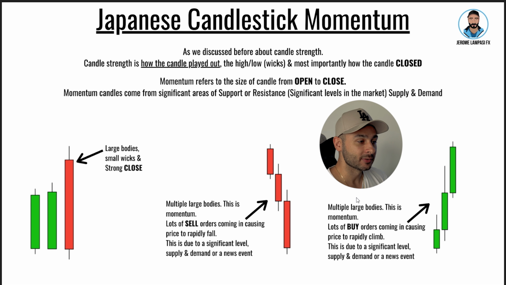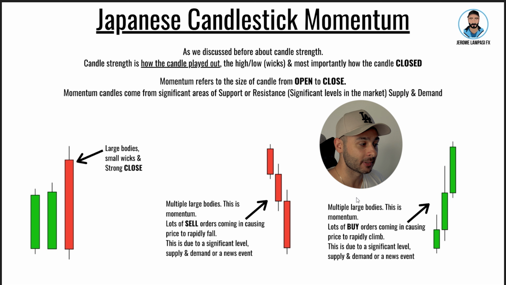Let's move on to candlestick momentum. As we discussed before about candlestick strength, candle strength is how the candle played out, the high, low, which are the wicks, and most importantly, how the candle closed. That's going to determine the strength of the candle. Momentum refers to the size of the candle from open to close.